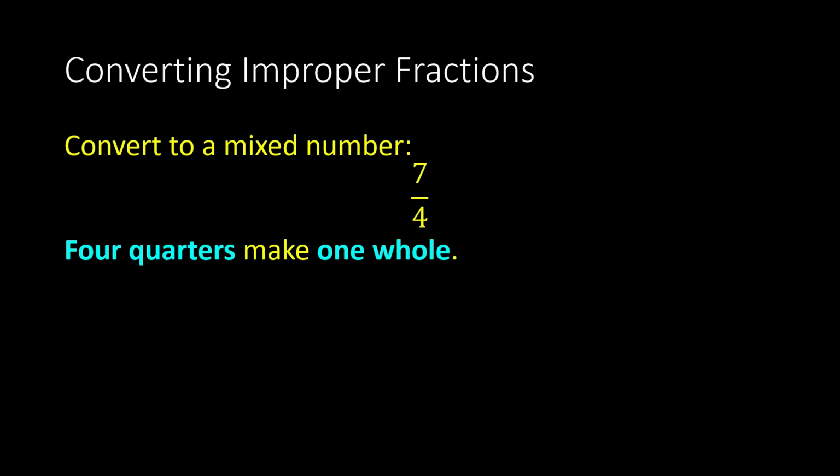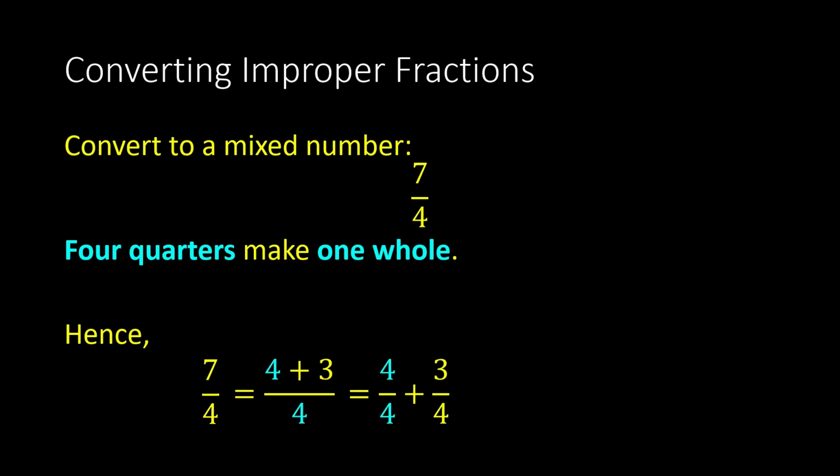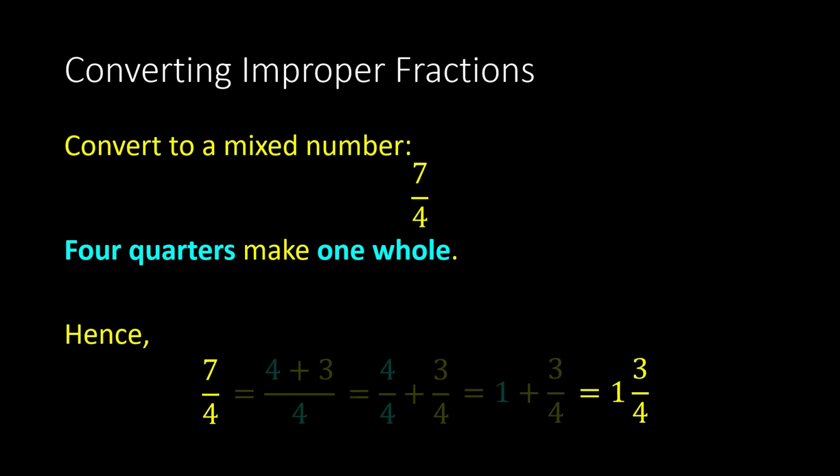Notice that 4 quarters, or 4 out of 4, make 1 whole. Therefore, 7 over 4 equals 4 plus 3 over 4, which equals 4 over 4 plus 3 over 4, which equals 1 plus 3 over 4, which can be expressed more succinctly as 1 3/4. Therefore, 7 over 4 equals 1 3/4.